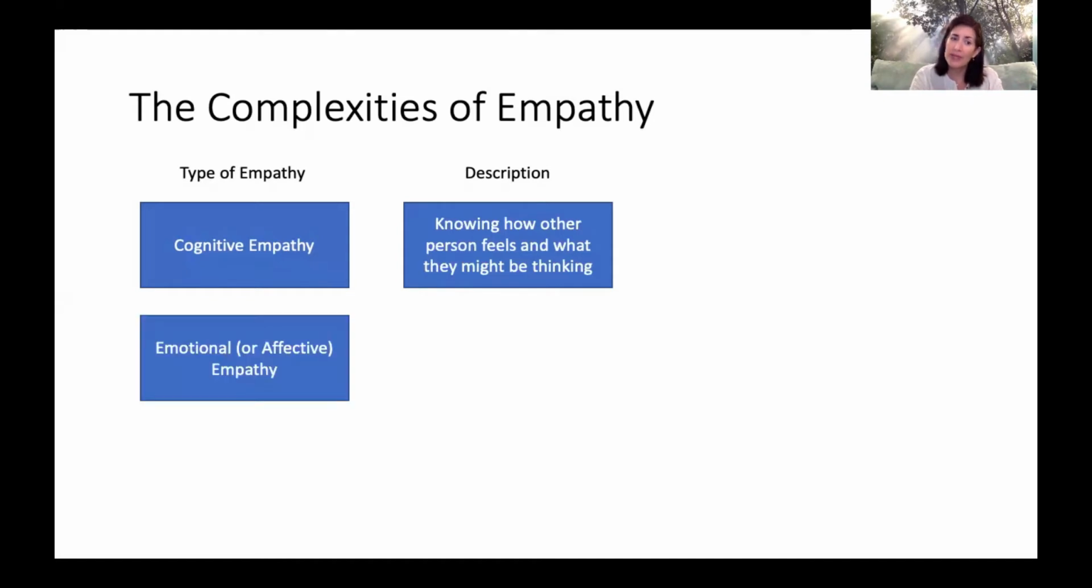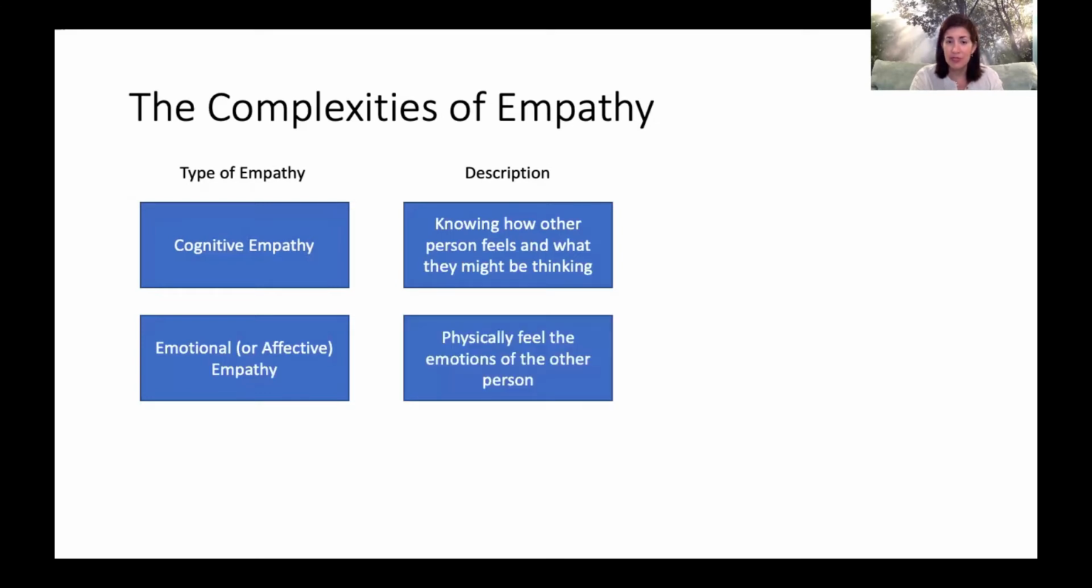The second one, quite similar, is a little bit more emotional. Some people call this affective empathy. But the description of that one is when you more physically feel the emotions of the other person.